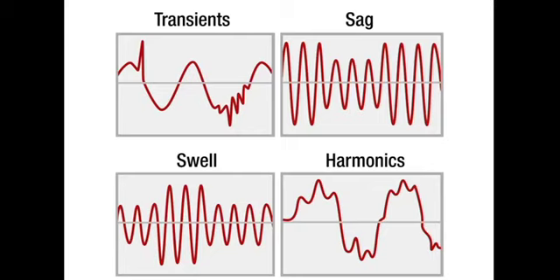Voltage fluctuations. Voltage sags, or dips, are brief reductions in voltage, often caused by starting large loads or faults in the power grid. Voltage surges, or spikes, are short duration increases in voltage, usually caused by lightning strikes or switching operations.